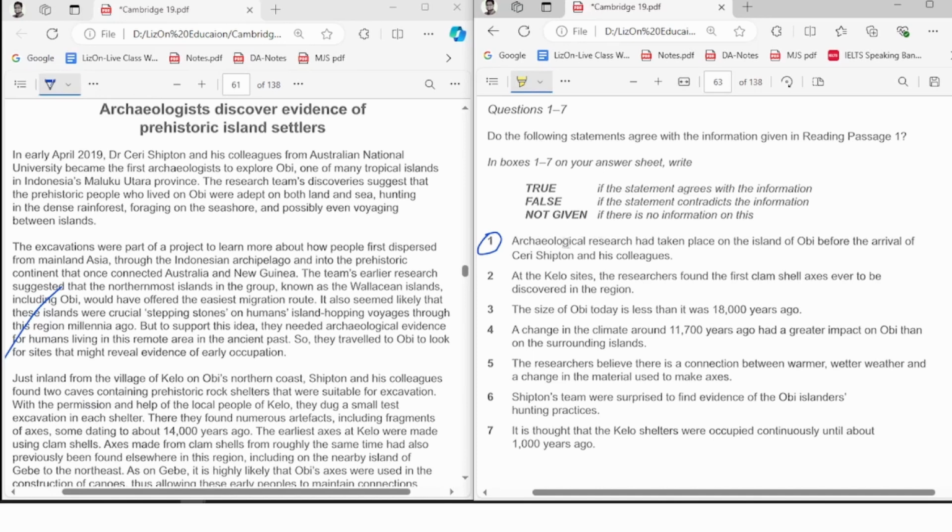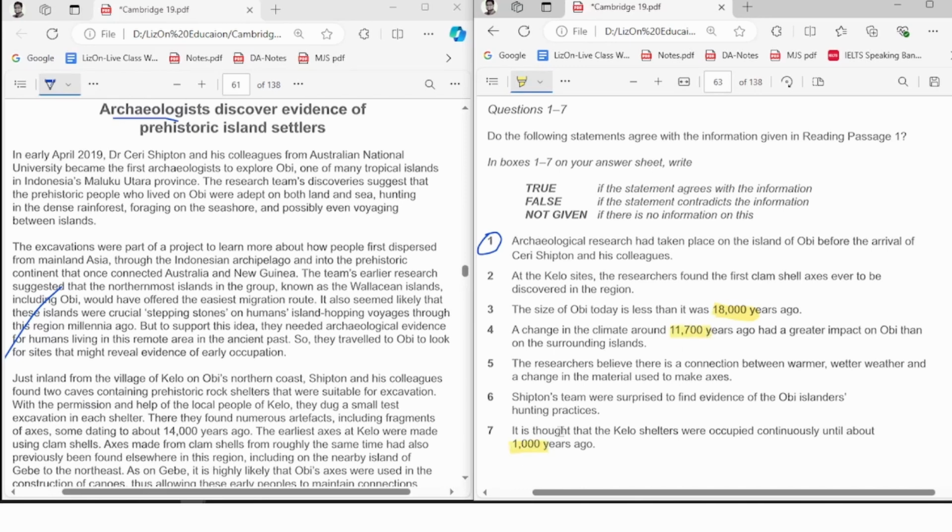First, "archaeological." Some people will choose "archaeological," but this word you may find in all the passages, so it will not really help you. The first word that comes to my head is 18,000. It's a number. It should be found very easily compared to other words.